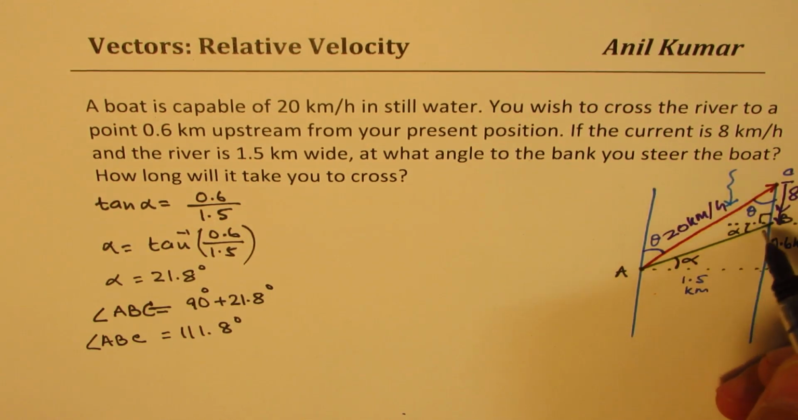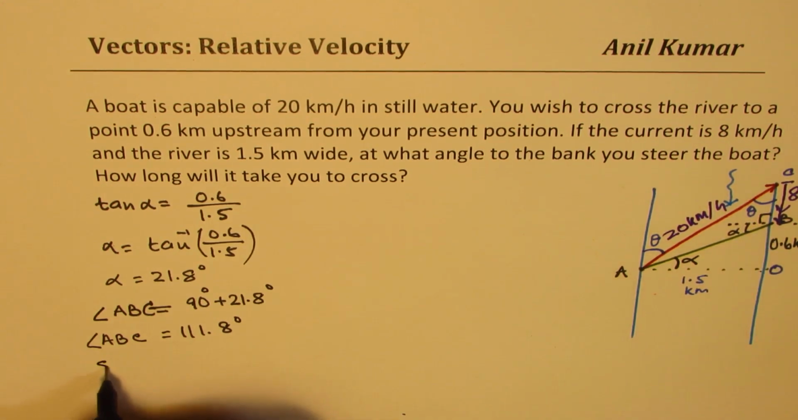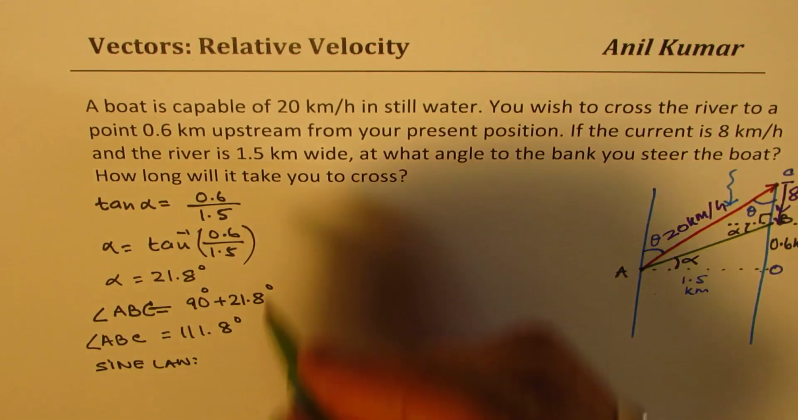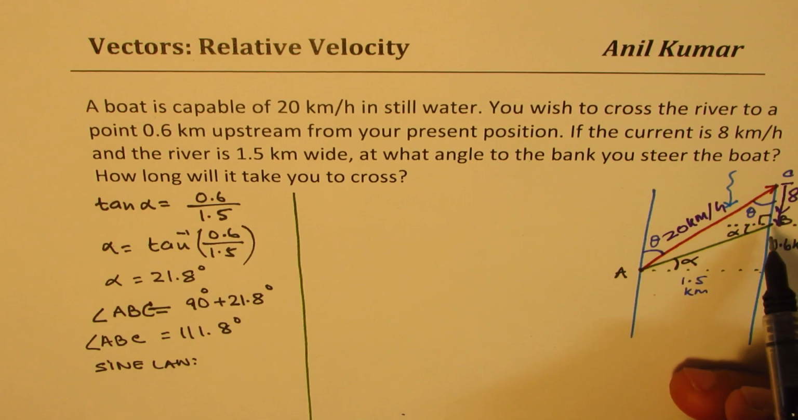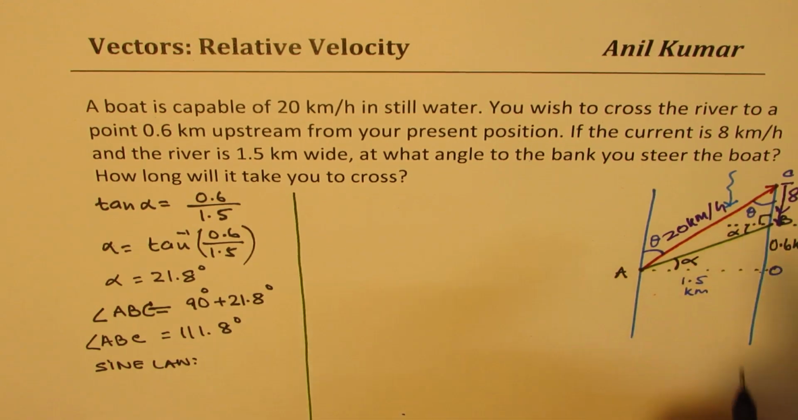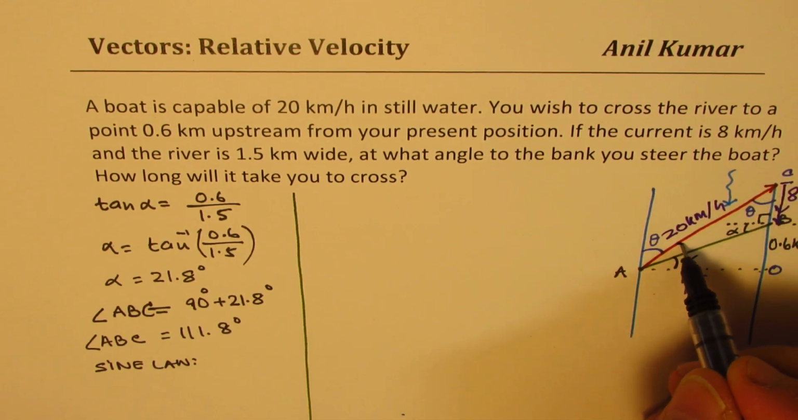Now we know the combination of an angle and the side opposite, so we can use the sine law to solve our triangle. That is what we are going to do now. We know this combination. We can find the angle theta, but before that we'll have to find this angle.